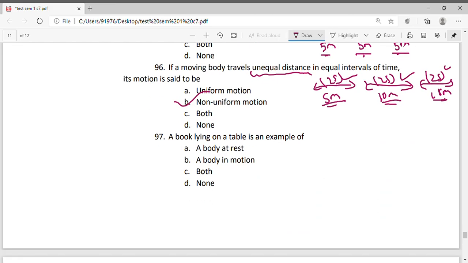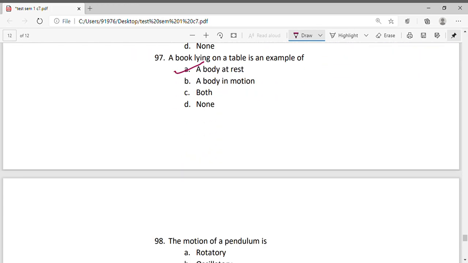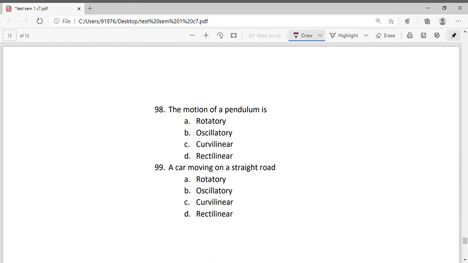A book lying on a table is an example of a body at rest. It won't change unless some force is applied to it. So it is a body at rest. The motion of a pendulum is an oscillatory motion. A car moving on a straight road is a rectilinear motion. Alright, thank you.